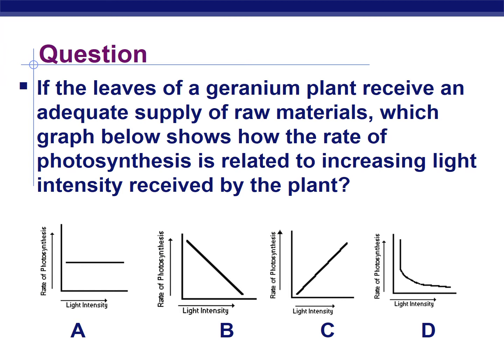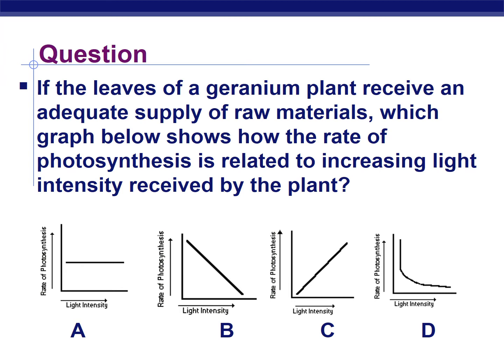All right, another question. If the leaves of a geranium plant receive an adequate supply, adequate means enough, an adequate supply of raw materials, which graph below shows how the rate of photosynthesis is related to increasing light intensity received by the plant. Okay, so they're saying a geranium plant is getting lots of materials that it needs. Now all you're trying to measure is the intensity of light. So on these graphs, light intensity goes low at the left, higher towards the right, okay?